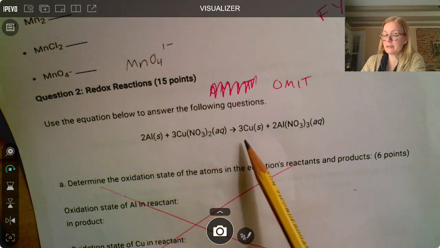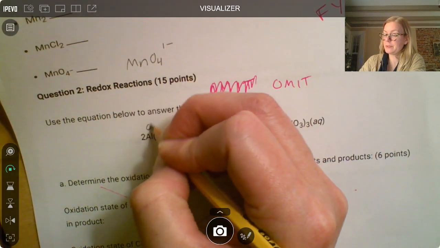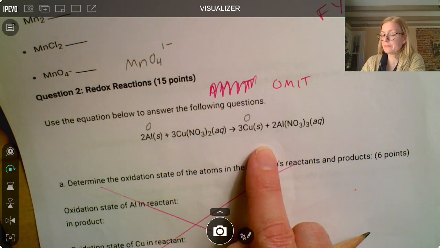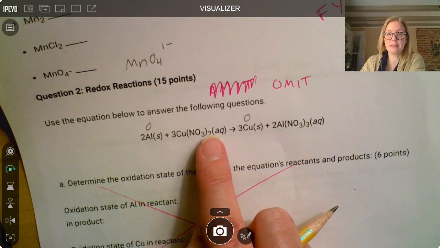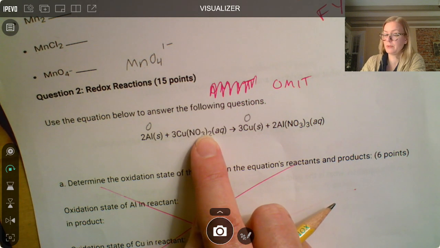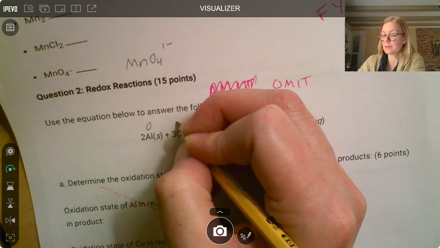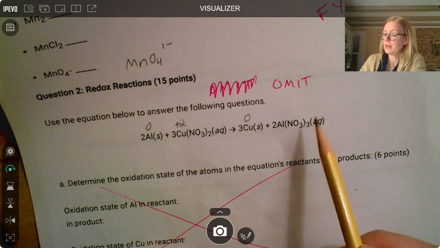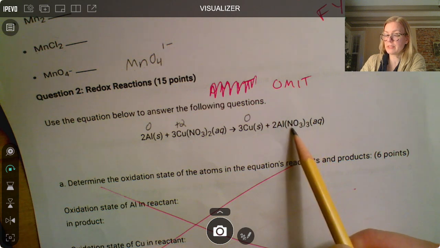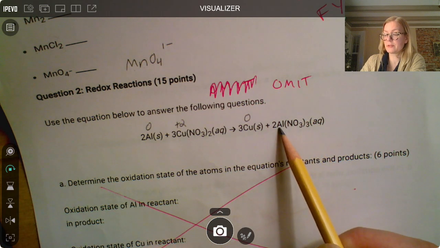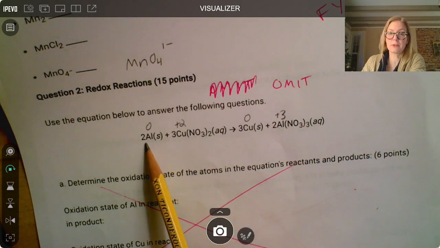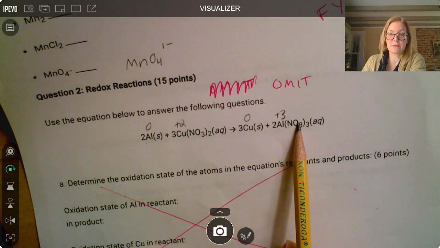So the information I'm going to give you: the aluminum is 0 and the copper is 0 because they're alone. Okay. The copper is bonded, and these two NO3s have a total oxidation state of -2. So to balance that out, this copper is +2. And over here, these 3 NO3s add up to -3. So this aluminum, to balance that out, is +3. Okay, so the aluminum goes from 0 to +3.